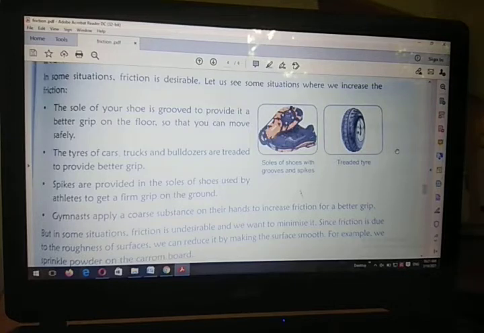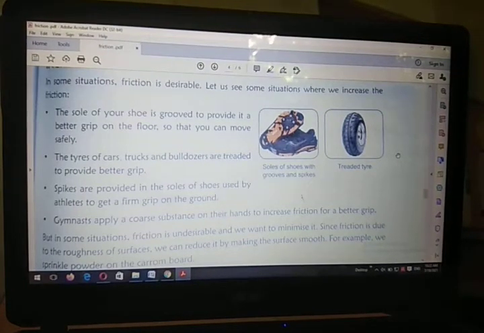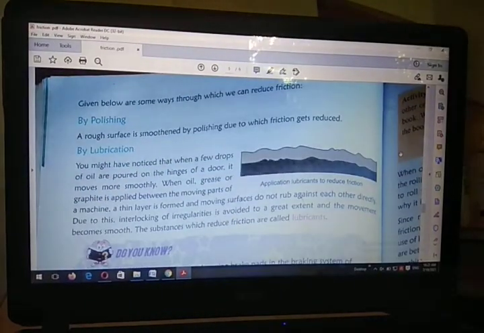Now I am going to discuss some situations in which friction is undesirable, not required, and we want to minimize it. We have to reduce this. Since friction is due to roughness of the surface, we can reduce it by making the surface smooth. A very good example is when we sprinkle powder on the carom board. You might have seen it during playing. Here it is given that there are some ways we have to reduce the friction.